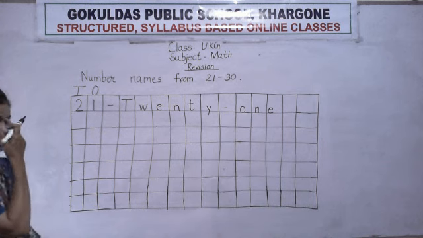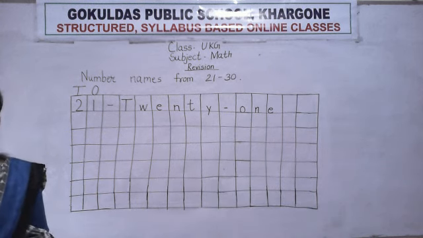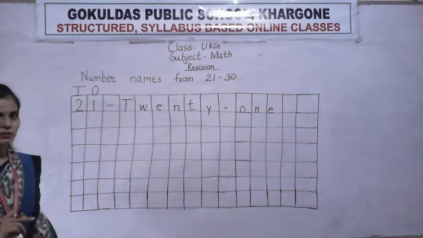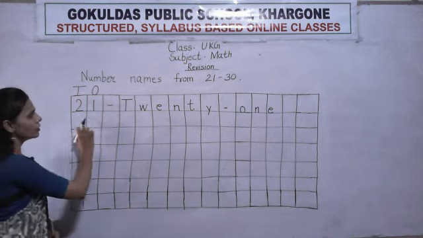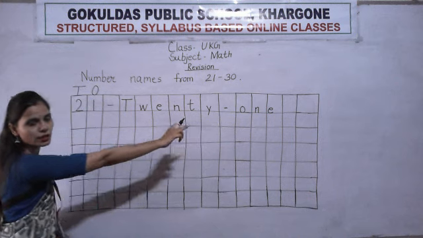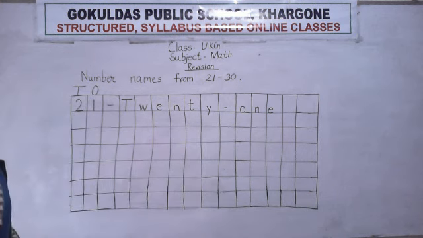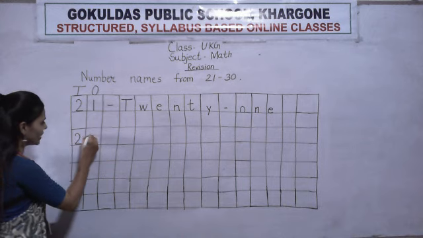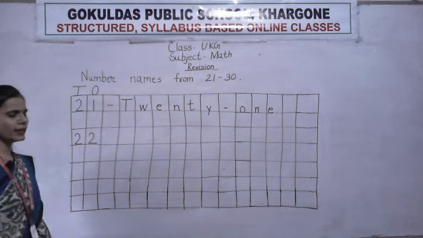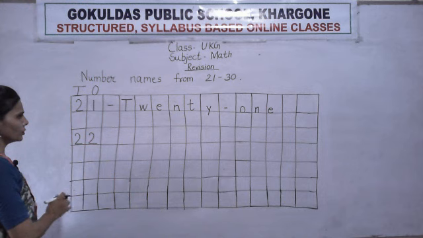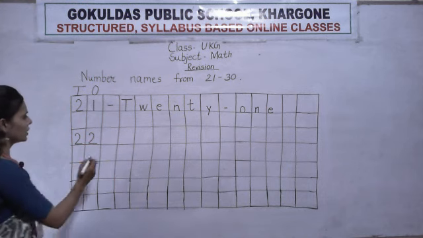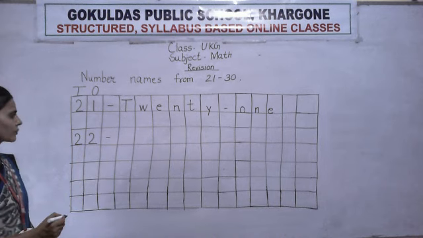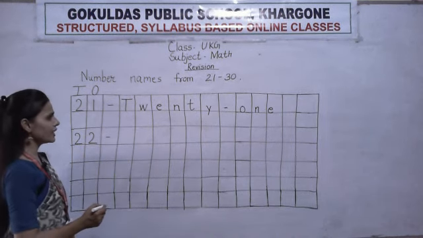Done, 21. You write and learn also. Say and write. Now drop one line. All of you drop one line. Then next is 2, 2, 22. Now make a small slipping line. All of you make a small slipping line.